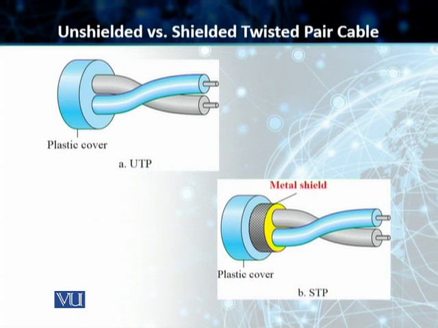Students, once again, as you can see in the slide, the only difference between the two is that in the case of shielded twisted pair, we have got a metal shield that protects the two twisted conductors, and that allows us to prevent the penetration of noise in this twisted pair.